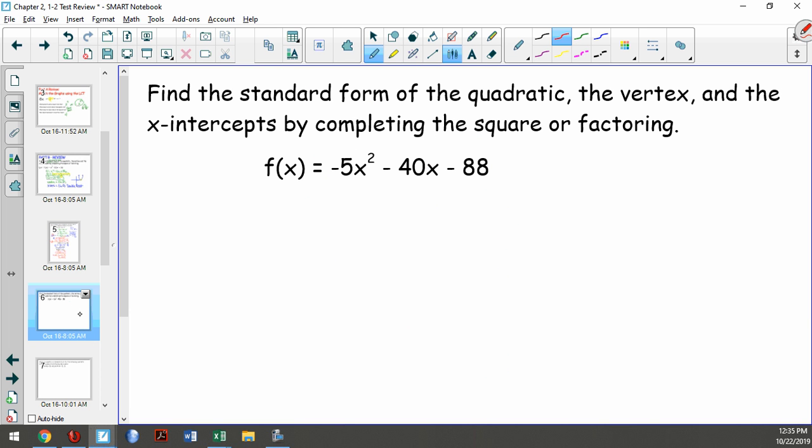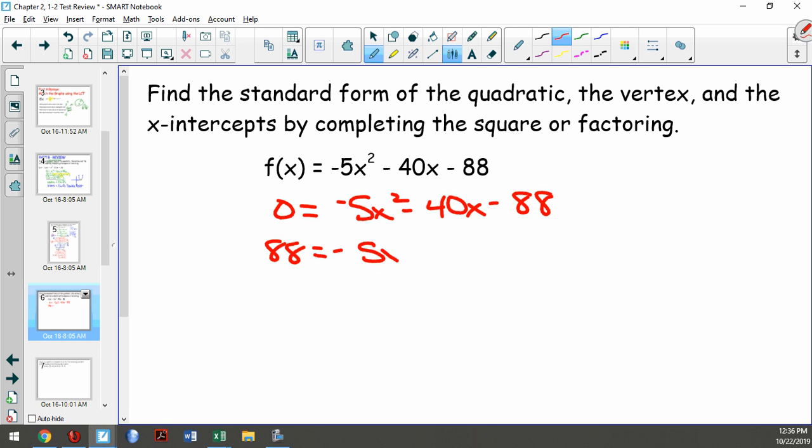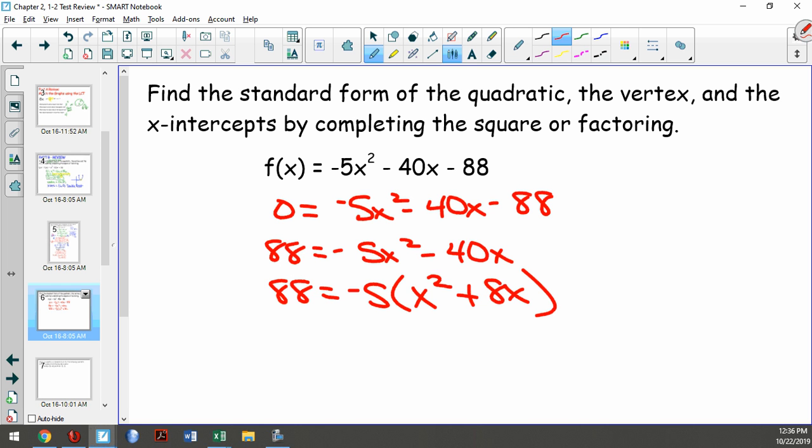Okay, go. This one, what should we do? There is no y. Thank you, very good. So 0 is equal to -5x squared minus 40x minus 88. Yep. 88 is equal to -5x squared minus 40x. How do I get rid of the 5? Factor it out. So I'm pulling out a -5, so that makes that an x squared plus an 8x.